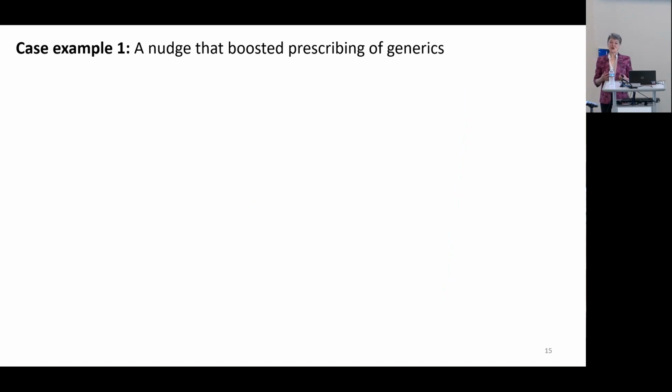Okay, so that's the sort of nudges and choice architecture broadly. Let me bring it home to informatics, medical, and health decision-making with a couple of case examples. And the first case example I'll give you is about generic drugs.